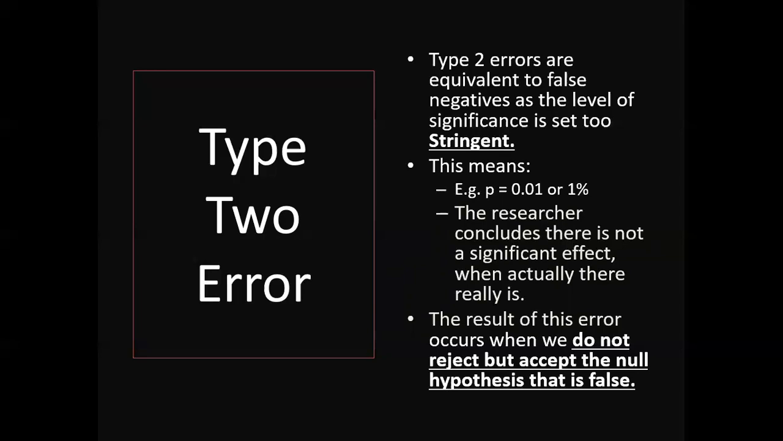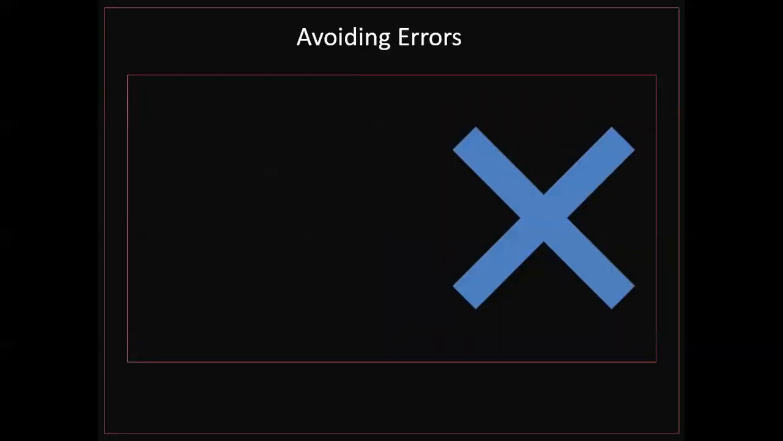So it's really important that you understand the difference between a type 1 and a type 2 error. These occur due to the level of significance. Now, avoiding errors. One of the things is, it is very difficult to eradicate a type 1 or a type 2 error, because if we set it too lenient, we're automatically going to get a type 1. If we set it too stringent, we're automatically going to get a type 2.